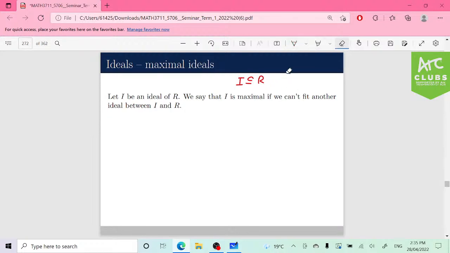not R, it was J. So if I had another ideal that was bigger than I, but smaller than the entire ring, then it must be the case that J is either going to be I or it's going to be R, right? And as a result, I is maximal over all ideals that are not precisely the entire ring. So that's a way to think about maximal ideals.